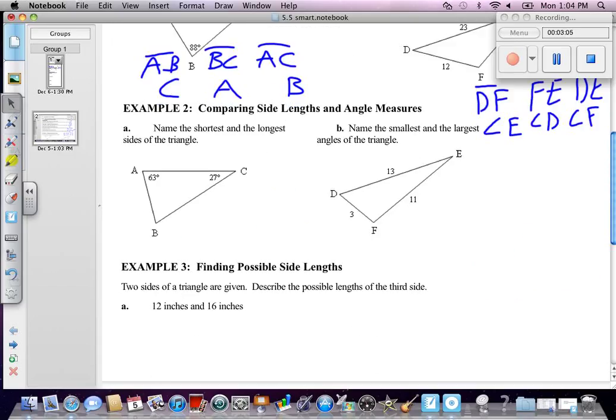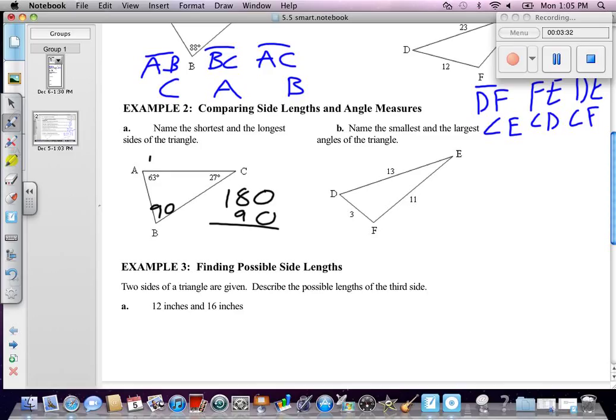Let's look at example 2. Comparing side length and measures. We need to figure out the missing angle for this one. What do the interior angles of a triangle add up to? 180. So we're going to go 180 minus 63 and 27, which is 90. So angle B must be 90.